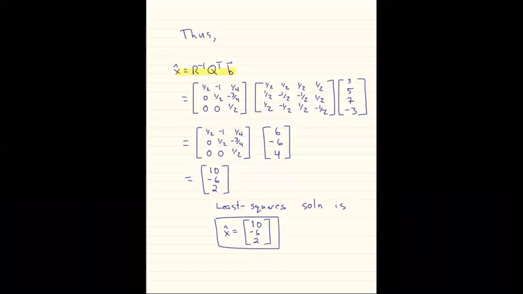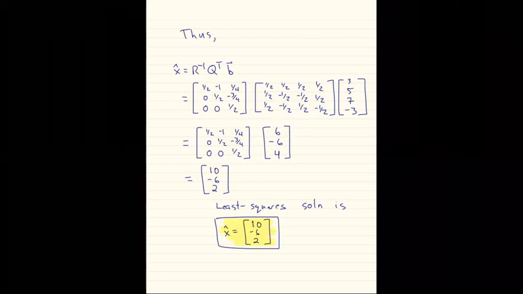So here's X hat, here's R inverse times Q transpose times B. And it doesn't really matter which order you carry this out in. I think I elected to multiply this matrix times this vector to keep my number of calculations and the amount of stuff I wrote down a little bit smaller, a little more succinct. And R inverse times the result of Q transpose B is this, and we arrive at X hat being equal to this vector. And this is our least squares solution to our original system.